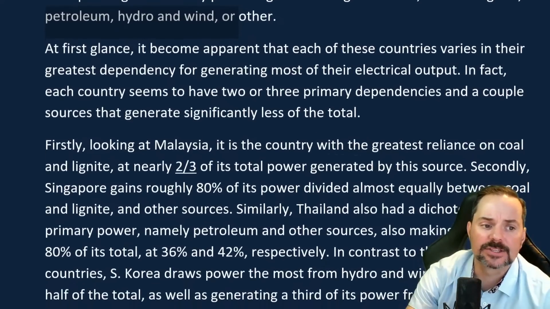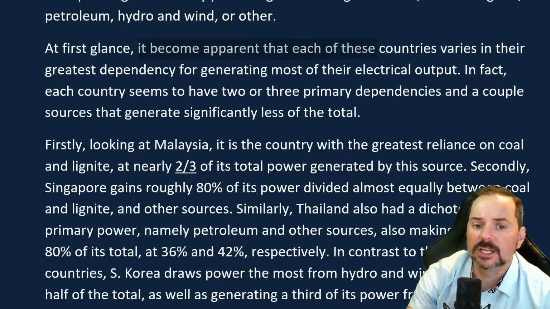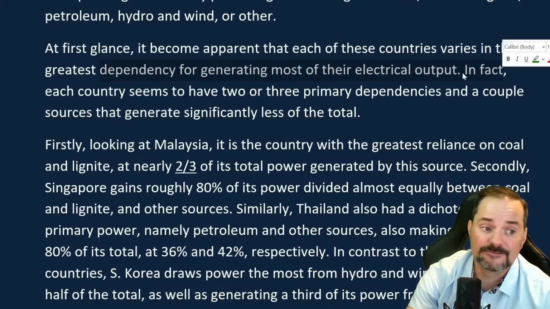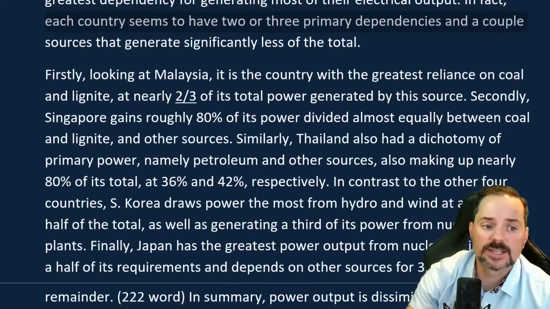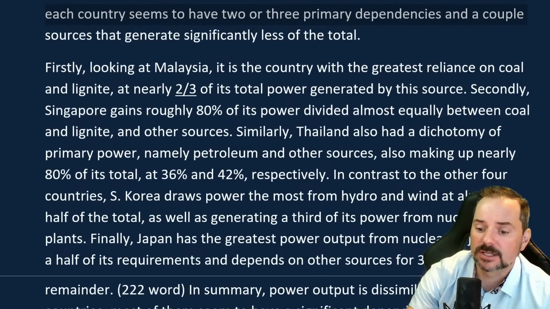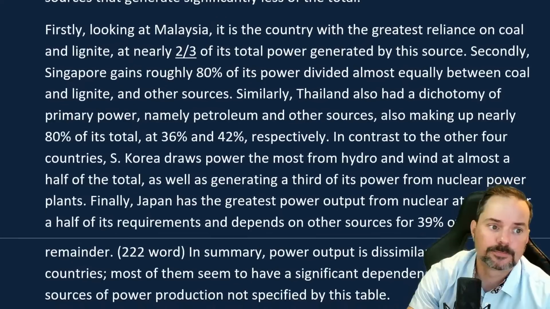At first glance, it becomes apparent that each of these countries varies in their greatest dependencies for generating most of their electrical output. In fact, each country seems to have 2 or 3 primary dependencies and a couple of sources that generate significantly less of the total.